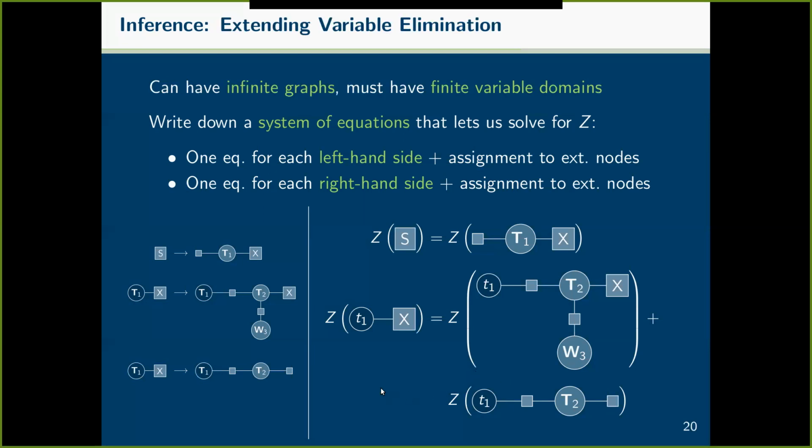So the only thing to note here that makes this a little bit odd is that we're going to have a different copy of this X equation for every assignment to this external node T1. So that's why I've written it in a lowercase letter, to indicate that it's a specific instantiation of T1 and not the random variable in general. So that's why it has to be finite variable domains, because we're going to make a copy of this equation for each thing in the variable domain.